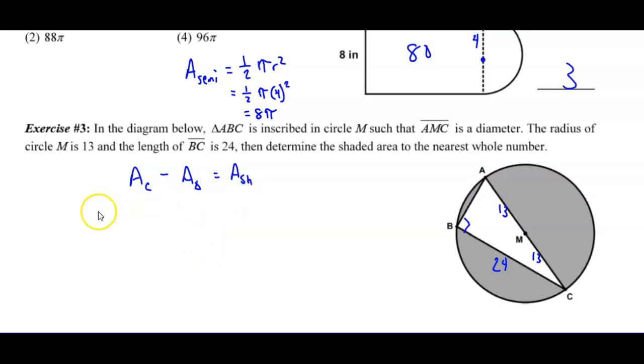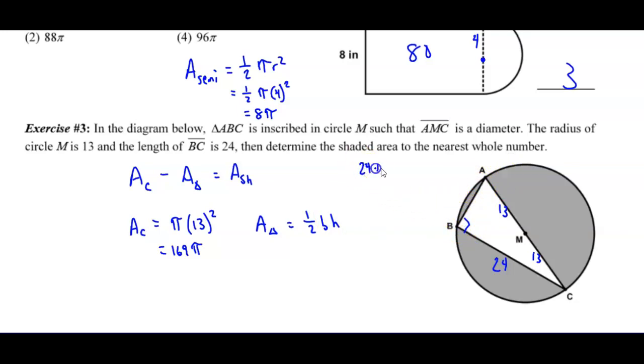Okay, so the area of the circle is going to be pi times radius squared, so pi times 13 squared. All right, that comes out to 169 pi. And the area of the triangle is going to be 1/2 base times height. Now the base I know is 24, the height I would have to calculate here. And that's just a quick Pythag.